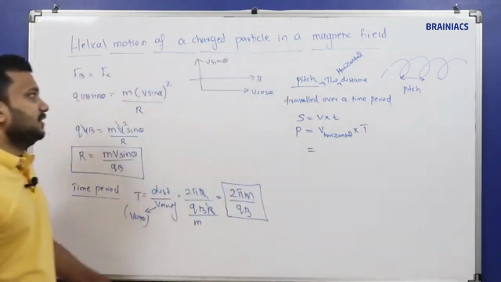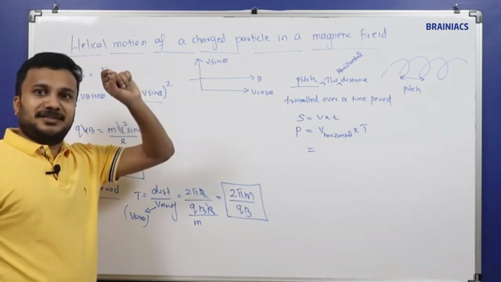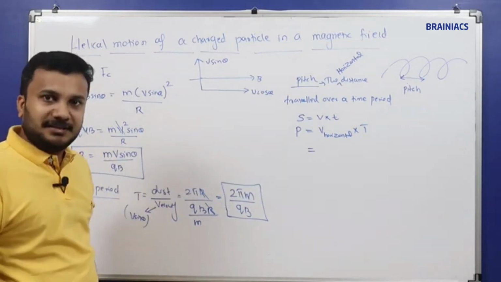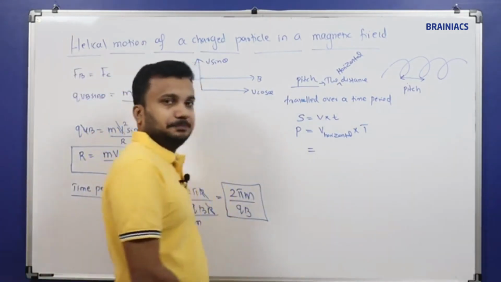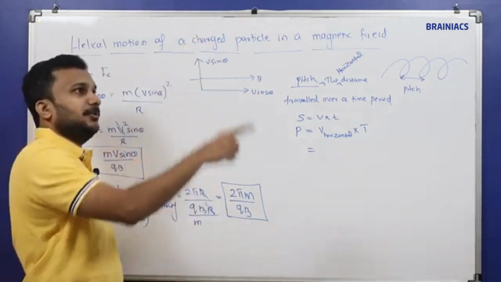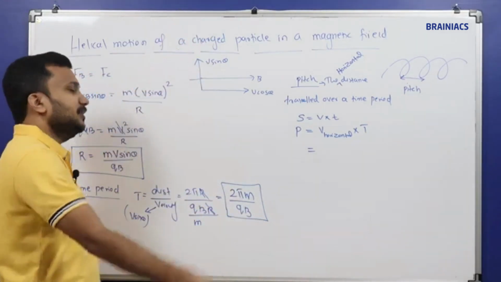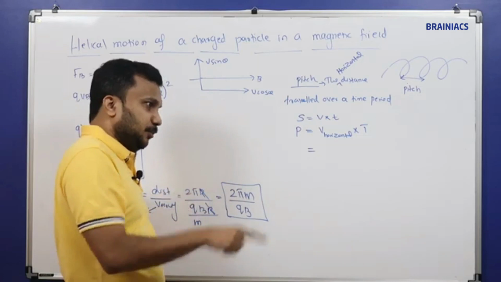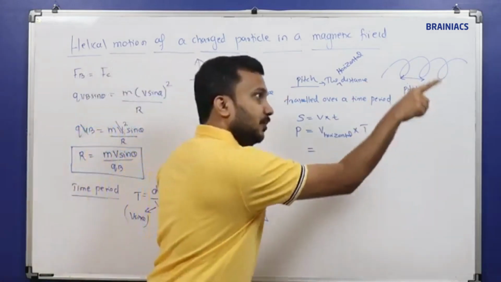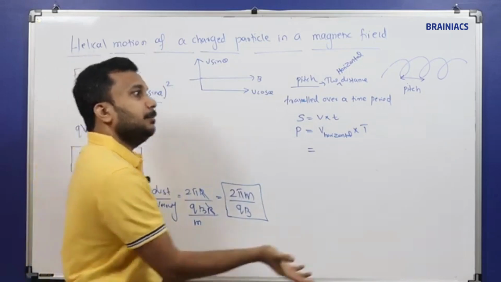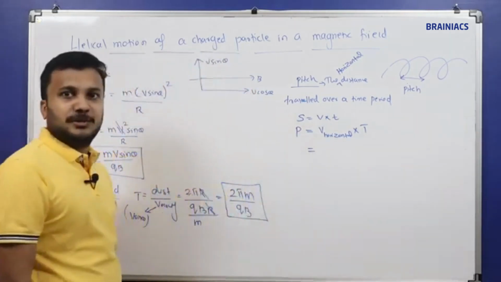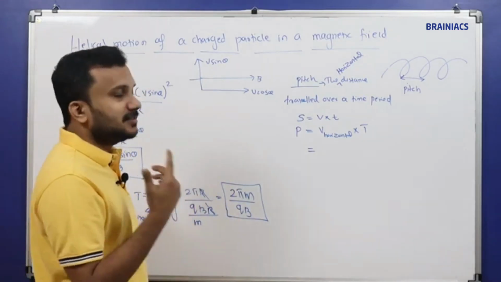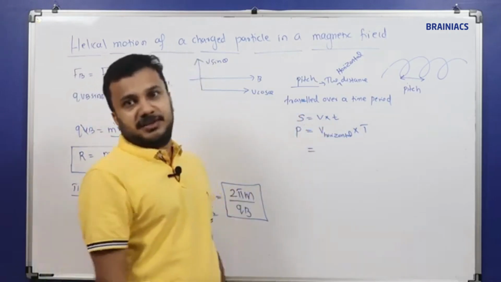What is the horizontal velocity? Horizontal velocity is v cos theta. So for pitch, what is contributing? Pitch is given by v cos theta. The horizontal, we know this will undergo a type of circular motion. Who is giving the circular motion? Because of the magnetic force. But it is not a perfect circle. The circle is moving forward. If the circle is moving forward, somebody is pushing in the forward direction. That push is given by v cos theta.